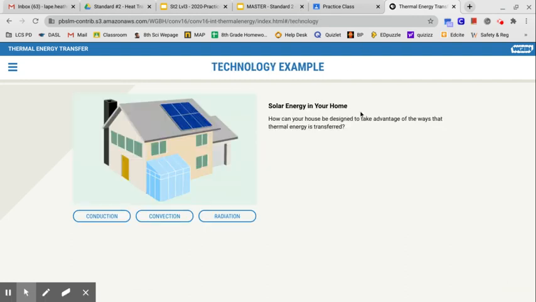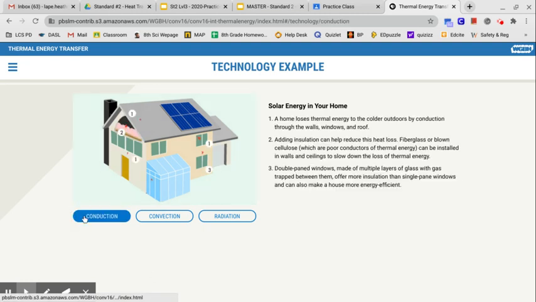Okay, solar energy in your house. How can your house be designed to take advantage of the way that thermal energy is transferred? So what can happen with your house? Conduction. You could add insulation to your house so that the inside is not touching the outside, and you kind of leave that space to keep your house cooler.